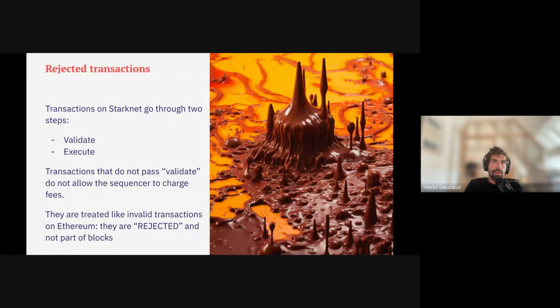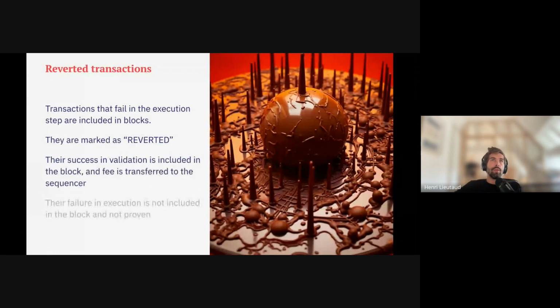The validate phase: if your transaction doesn't pass the validate phase, the sequencer is not able to charge fees. In that case, your transactions are marked as rejected. They're not part of blocks. For a long time, all transactions on Starknet, regardless of whether they failed in validate or execute, were marked as rejected. Right now, it's only transactions that fail in validate. The transactions that fail in execute are marked as reverted.